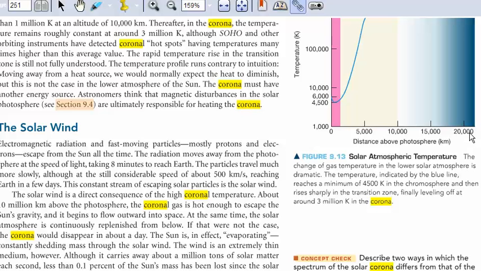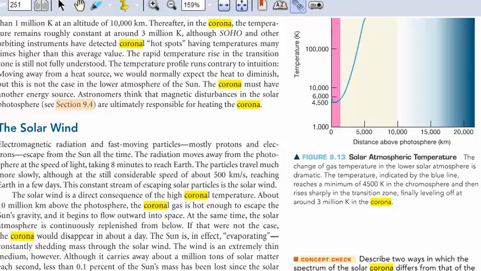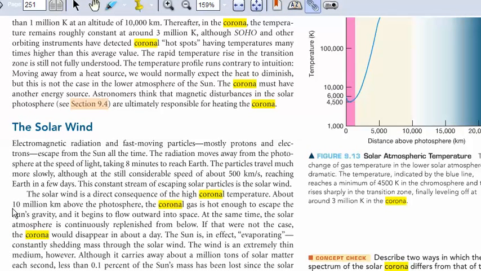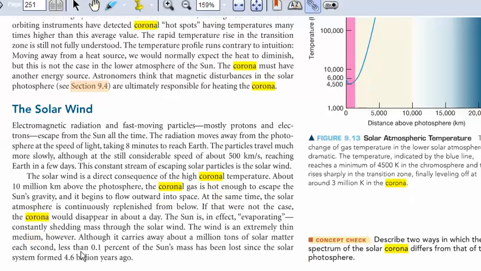Notice this chart tops out at 20,000 kilometers, while this description stops at 10 million kilometers. Wait, it's way, way, way higher. About 10 million kilometers above the photosphere, the coronal gas is hot enough to escape the sun's gravity, and it begins to flow outward into space. So that's a vast territory between 20,000 kilometers and 10 million kilometers.